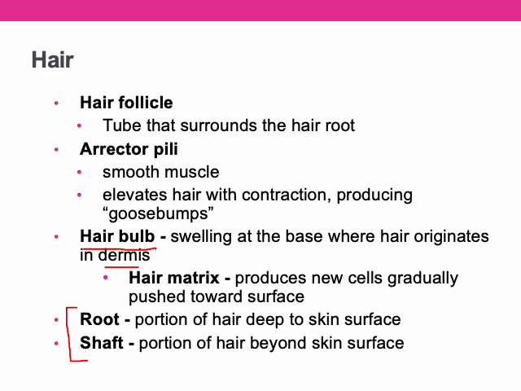Next to the hair bulb, you find the hair matrix, and this is where the new cells are being produced, and the cells gradually get pushed further toward the surface and extend beyond the skin. You also see a tube that surrounds the hair root, and this tube is known as the hair follicle.